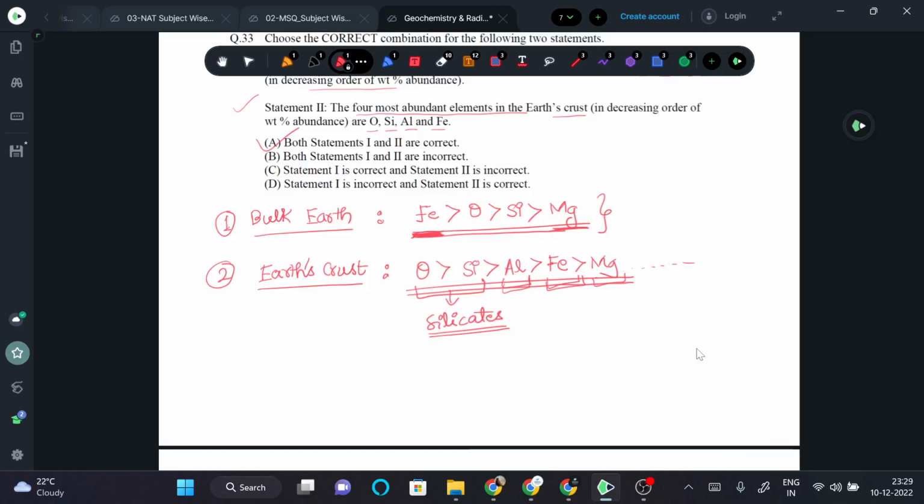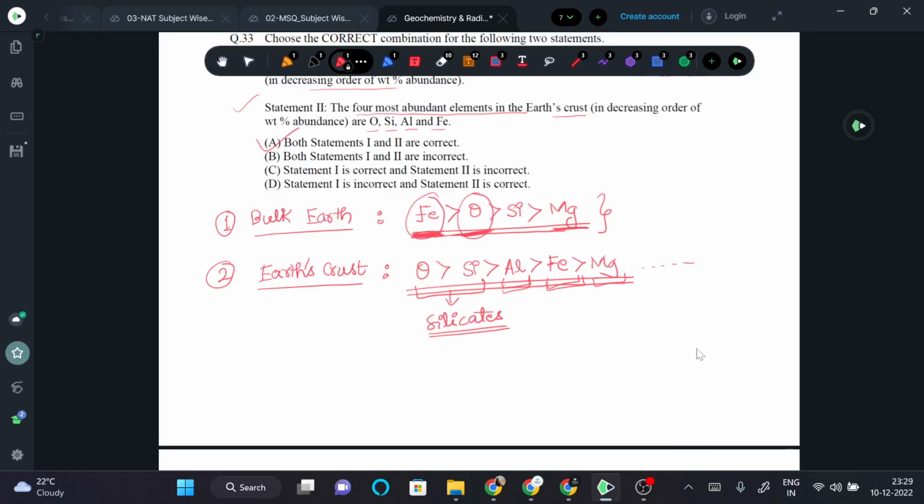So for bulk earth, this is because of the core. Then oxygen is there throughout. It is there in the mantle also, and in the crust also. It just keeps on changing forms up to spinel. In the mantle, it keeps on changing from ringwoodite, perovskite, and then it moves on to spinel.